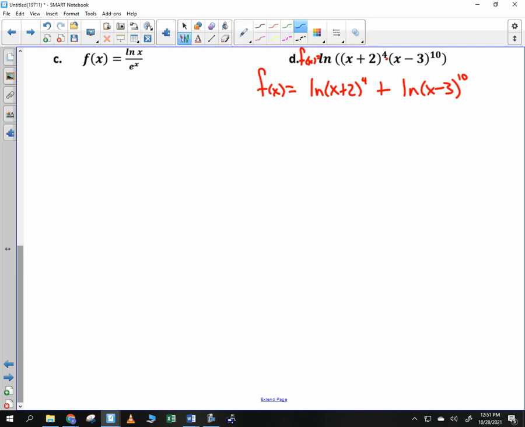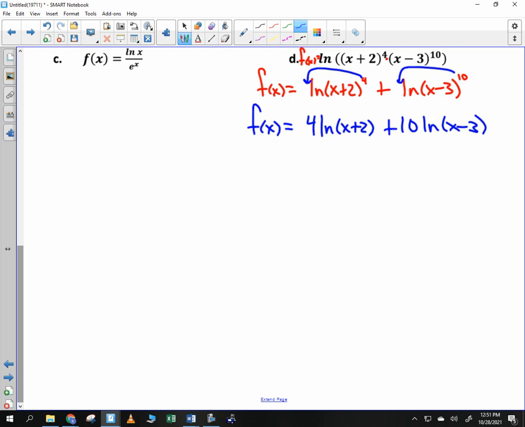What is the next thing I could do? Yes, chain rule, but before I do that, drop your exponents out here, and then it's going to be even easier. So again, I'm writing f of x because I have not taken the derivative yet, and I have 4 natural log of x plus 2, and then I have 10 natural log of x minus 3. Well, that looks really nice, doesn't it?